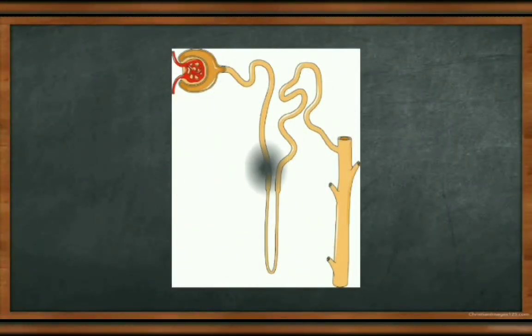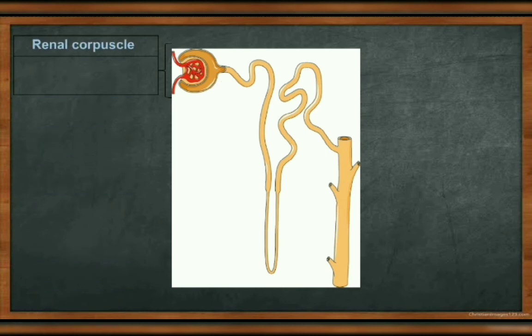Okay, now see the diagram once again, very carefully. Here this one is basically called the renal corpuscle. Renal corpuscle means renal body, with afferent and efferent vessels. Here the glomerular filtrate is generated, composed of water and small molecules. Here the filtrate is created under pressure.